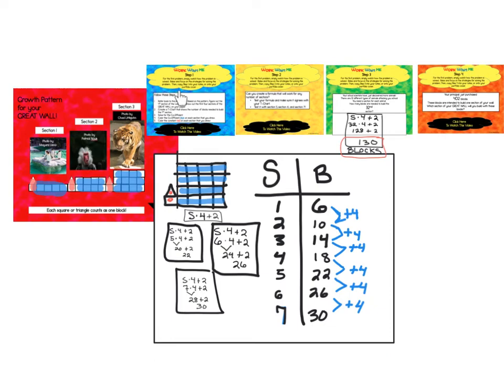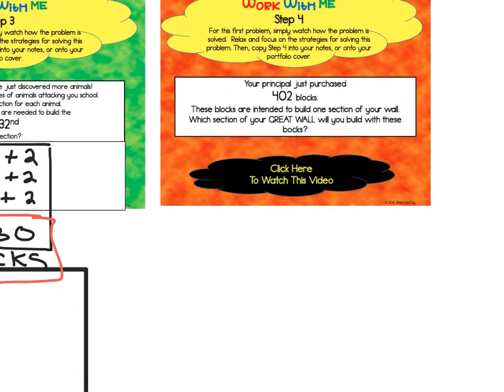Alrighty, so you should have solved step number 1, step number 2, step number 3, and here we go with step number 4. So let's look on over here and see what we've got. For step number 4, your principal has just purchased 402 blocks. Now these blocks are intended to build one of the sections in your wall, and you need to figure out which section of your great wall will these number of blocks build.